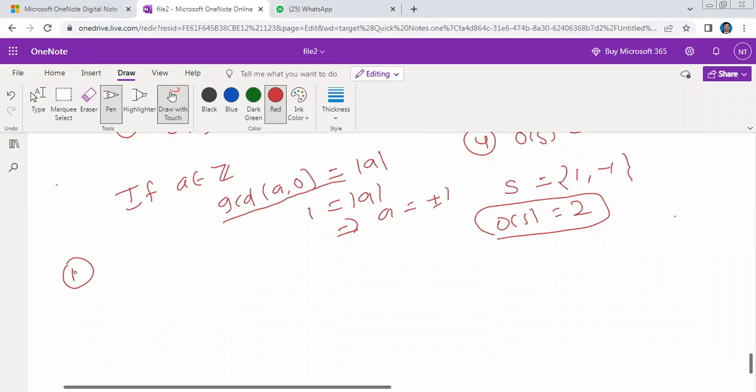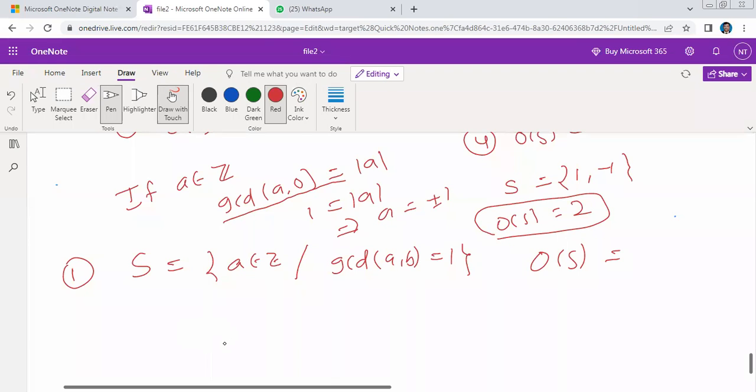S is equal to the set of A belonging to integers such that GCD of A comma B is equal to 1. What is the order of S? So when calculating the order of S, what chance is there here? Infinite, sir. Yes, infinite. Order of S is equal to infinity.